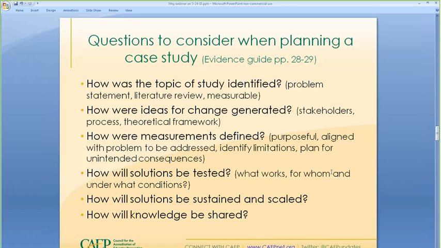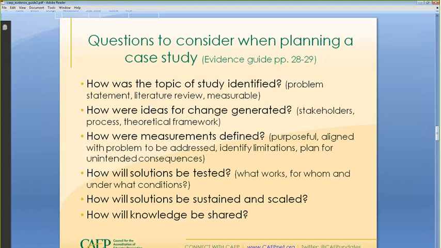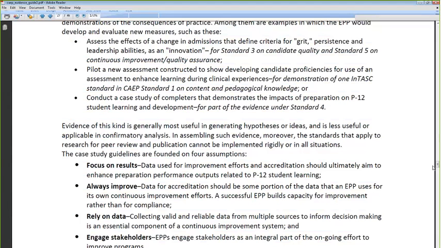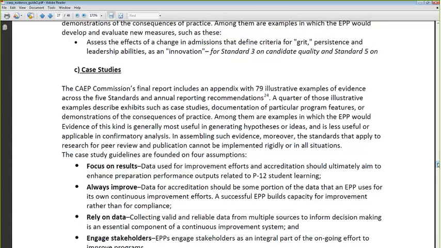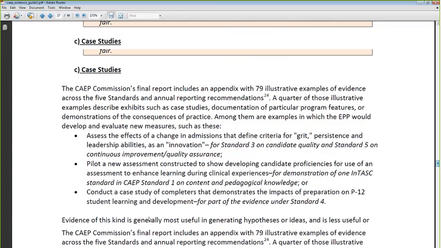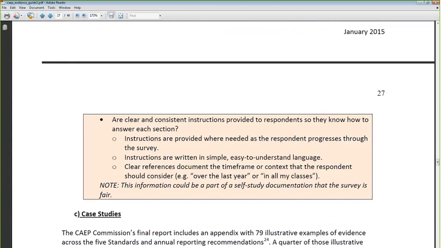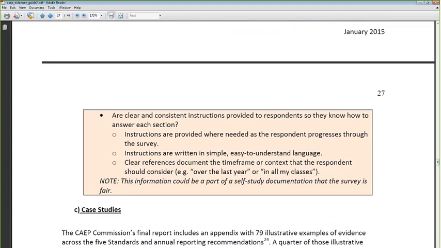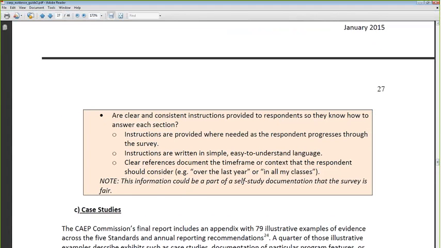So these are some points that appear in the evidence guide on pages 28 and 29. And I'm going to call up the evidence guide right now. And you can see on pages, well, this is page 27 because that is where the heading on case studies begins, right there. So if you haven't looked at the evidence guide yet, you'll see that it does talk about case study. And it talks about ways in which or when case study can be used.